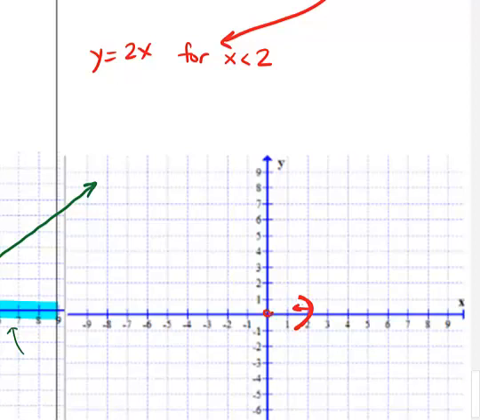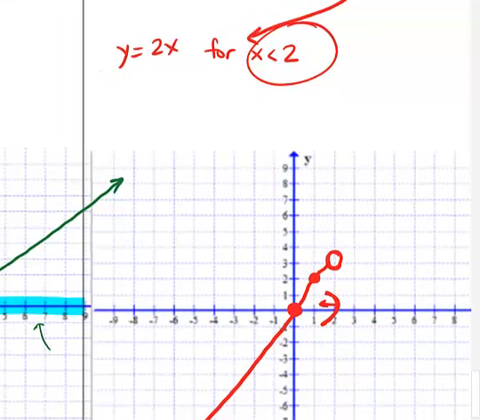That has a y-intercept of 0, so it'll start at 0. Then it has a slope of 2 over 1. I'm going to rise 2 and run 1. And that goes off to the left forever. But when I extend it to the right, it should stop at this value here. X is less than 2, so once I get to 2, I better put an open circle.